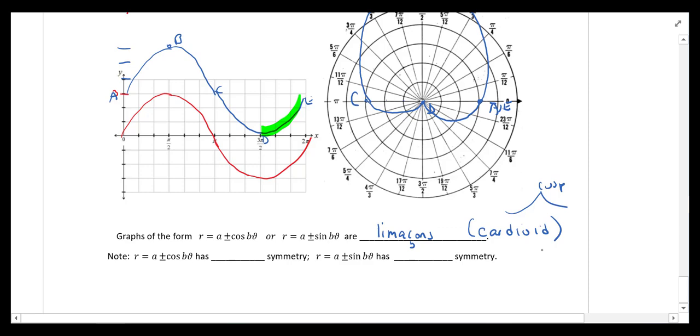So also understand that I hope you can see that the cosine one has what they call x-axis symmetry. You can cut it along the x-axis and get 2 equal halves, whereas the one where sine occurs has y-axis symmetry, okay? All right, that takes care of 11, 12, and 13 in your notes.